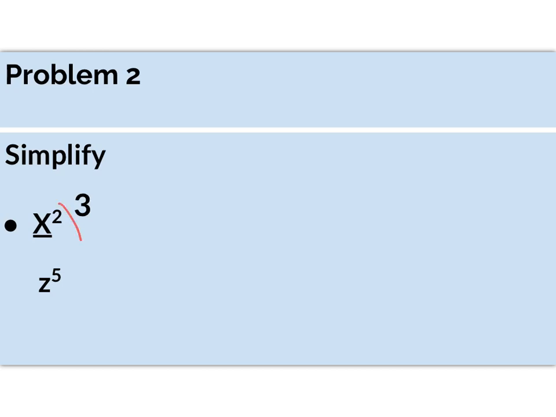Okay, so there's supposed to be a parenthesis around this one. Okay, so we got x squared over z to the 5th, and this is called the quotient rule, raising a power to a quotient. So 3 times 2, and then the 3 will multiply to the 5, and this will give us x to the 6th over z to the 15th.